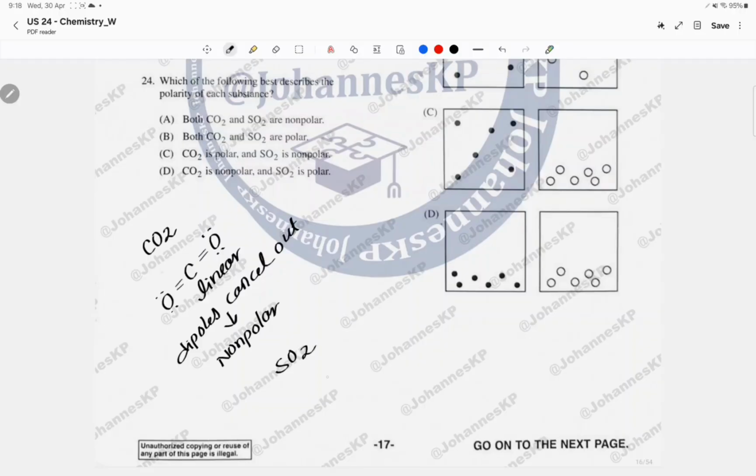On the other hand, SO2, if you were to draw it, it would look like this, which means bent. In a bent geometry, dipoles don't cancel out, which makes SO2 a polar molecule. So CO2 is going to be nonpolar, but SO2 is going to be polar. The answer is going to be choice D.